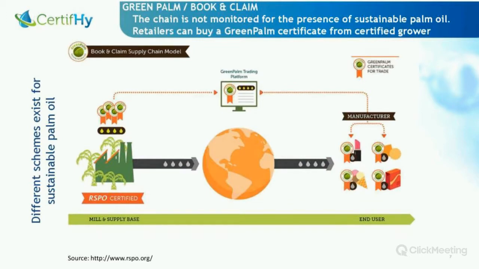And then one step further, there's also a book and claim system where we are not tracking the product anymore that's coming from conventional plantations, which is of course a huge advantage from a certification and a supply chain point of view. However, you're missing your checksum in the end.